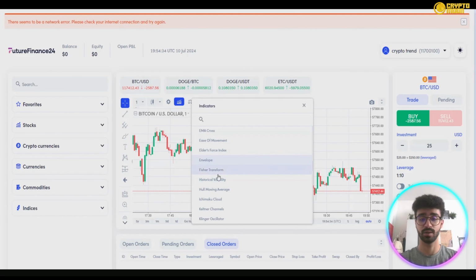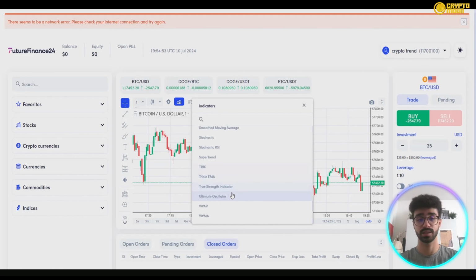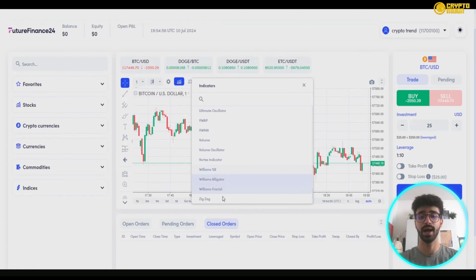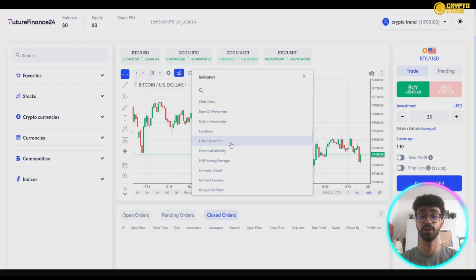And of course, you have more and more indicators that you could be checking here. The Fisher transform, I like to use this one, the envelope, the Keltner channel, the Klinger oscillator, and many others that you could be checking. And of course, when hopping on the platform, you could just play around with these indicators, seeing and understanding more how to use them and how to benefit from them in order to have a better trading experience. And luckily on FutureFinance24, you have a lot of these indicators. So you can just play around, checking different charts, going through different indicators and seeing what's popping with each one of them.